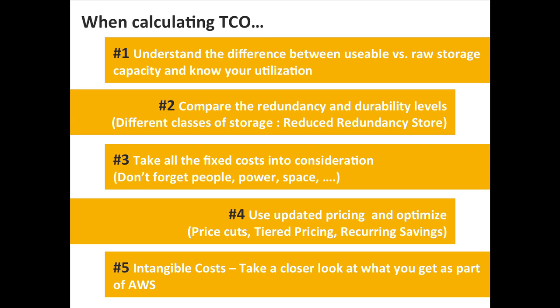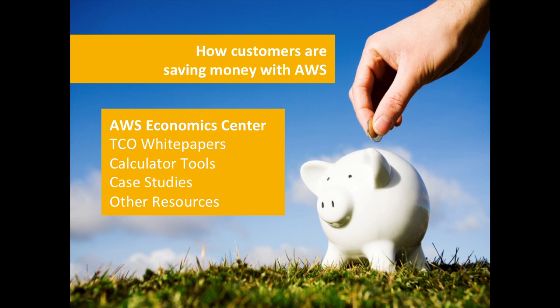As well as making sure that you take the fixed costs into consideration: the people, the power, the real estate, data center costs, and so forth. There are multiple things that you need to take into consideration in this scenario. There are a lot of different materials available. We are going to release multiple white papers, and there are already several available on our Economics Center. Just like the security center, the AWS Economics Center has lots of case studies on how different customers are saving money in different ways. So I highly recommend you leverage AWS at amazon.com/economics.